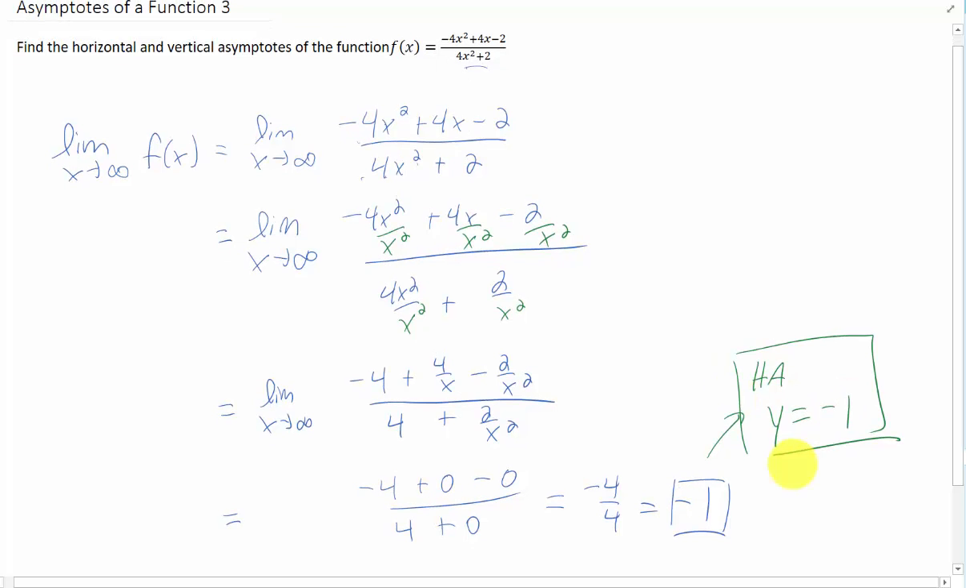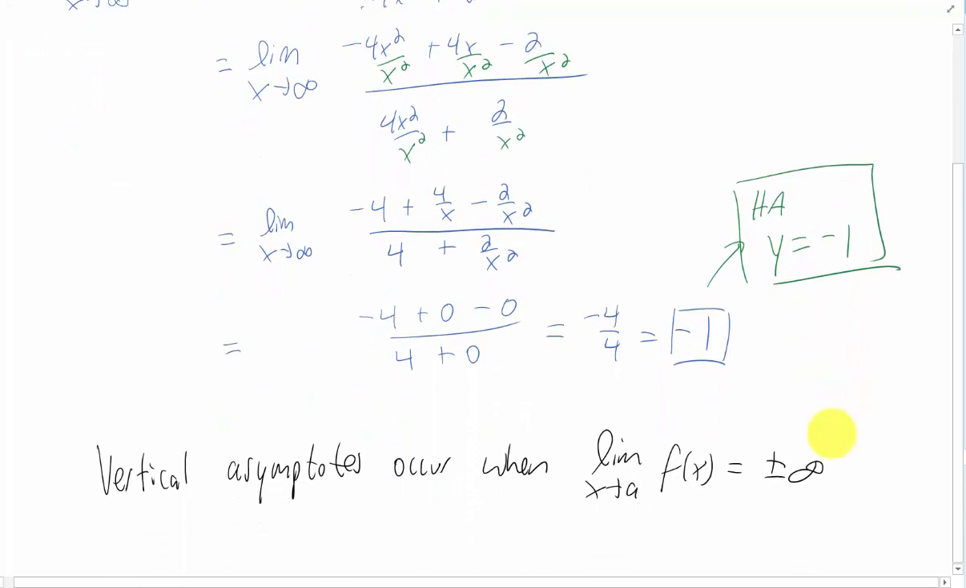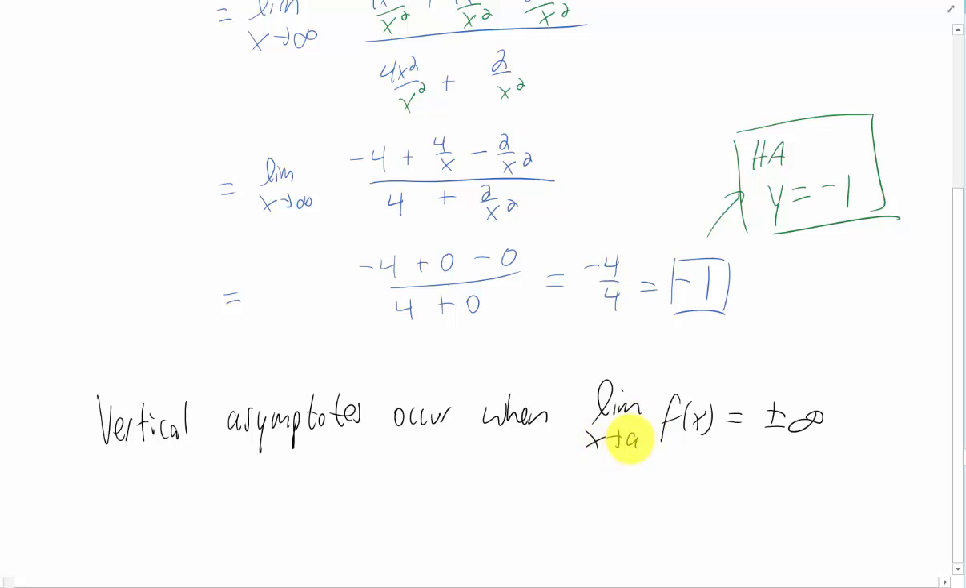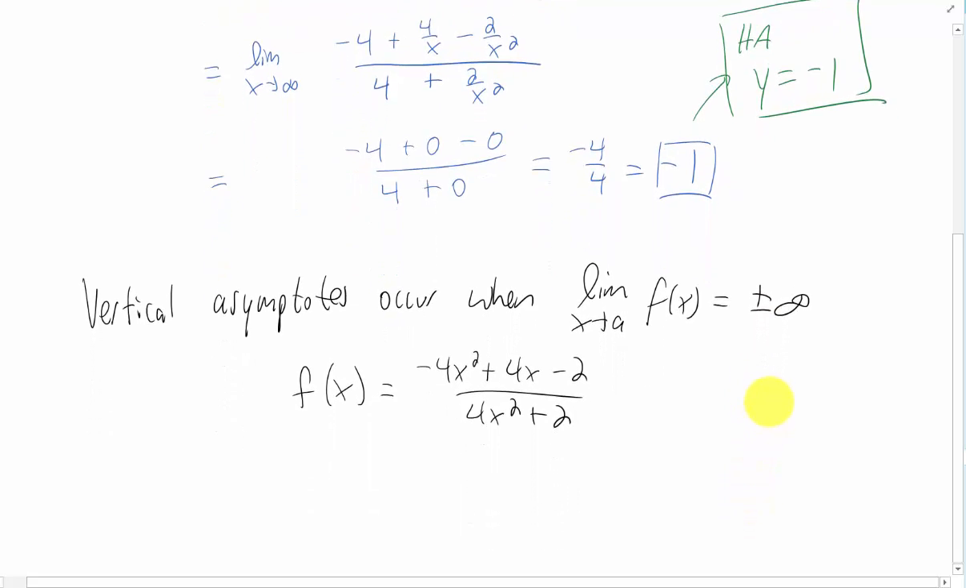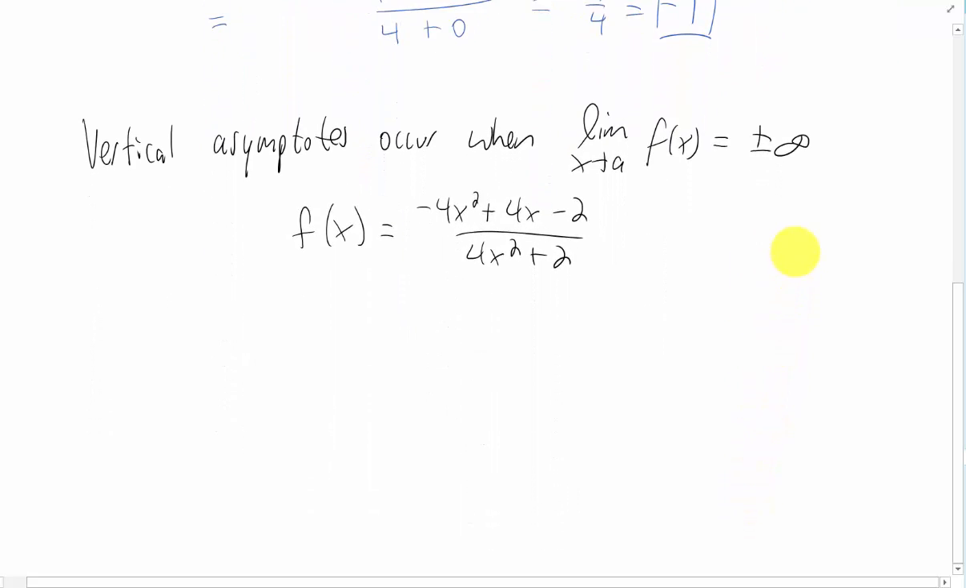Now, as far as vertical asymptotes are concerned, those occur when the limit as x approaches some number of our function goes to plus or minus infinity. Just as a reminder, there's the function right there. And perhaps we could factor the numerator, but we're not really able to factor the denominator, and things aren't going to cancel. So the question you might be asking in your head right now is, when is the denominator going to be equal to 0?